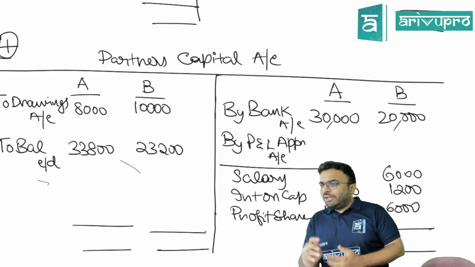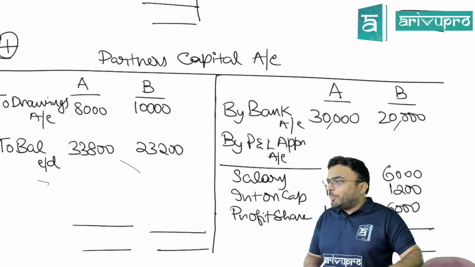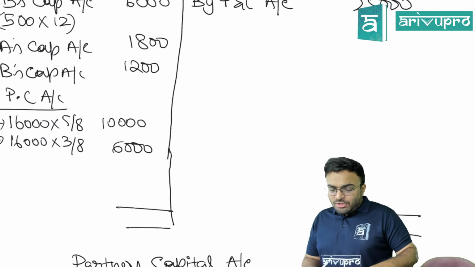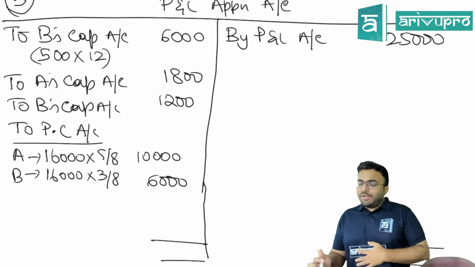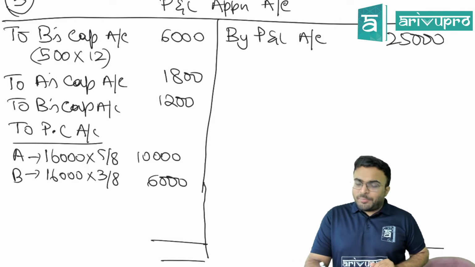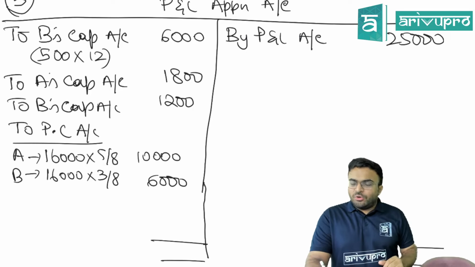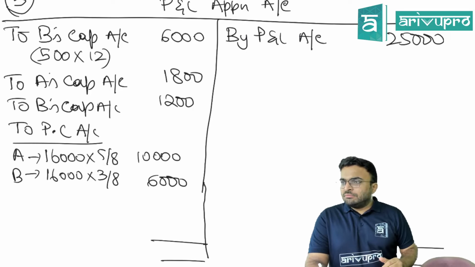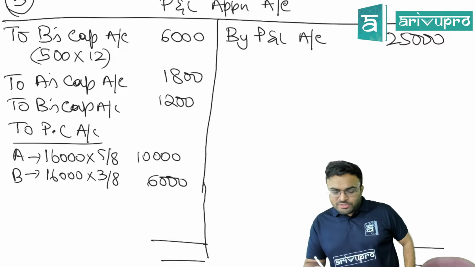They focus usually on the ledger. But in case they ask journal entries, what will you do? You know how to prepare the P&L appropriation. So you'll think of the P&L appropriation. What is the first thing in P&L appropriation? The profit. So you'll write P&L account debited to P&L appropriation. Clear? I'm just explaining the journal entries again so that journal entries are not confusing.